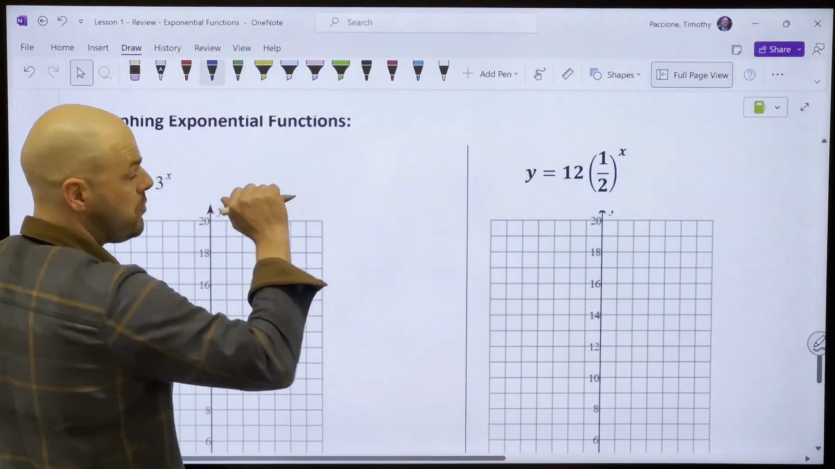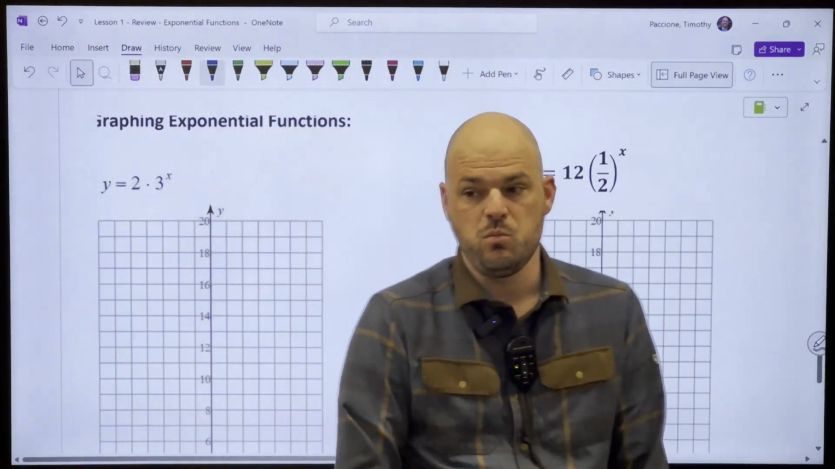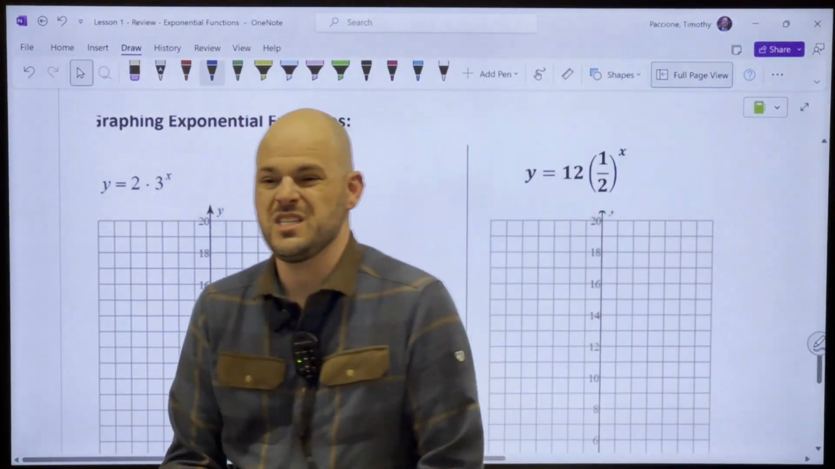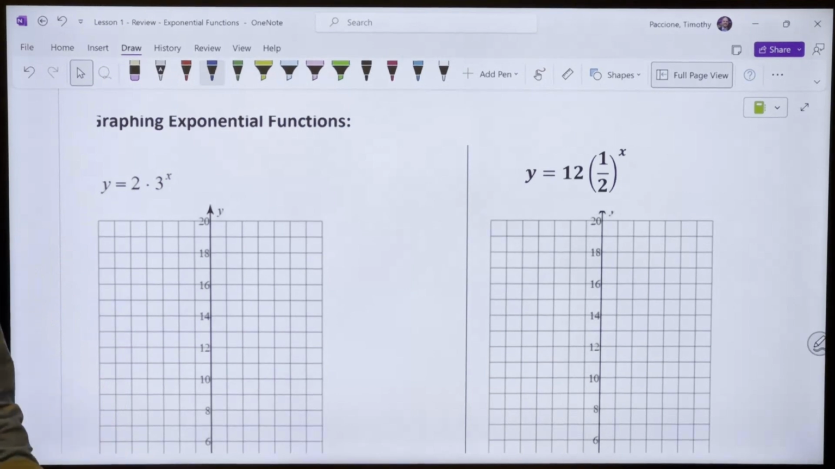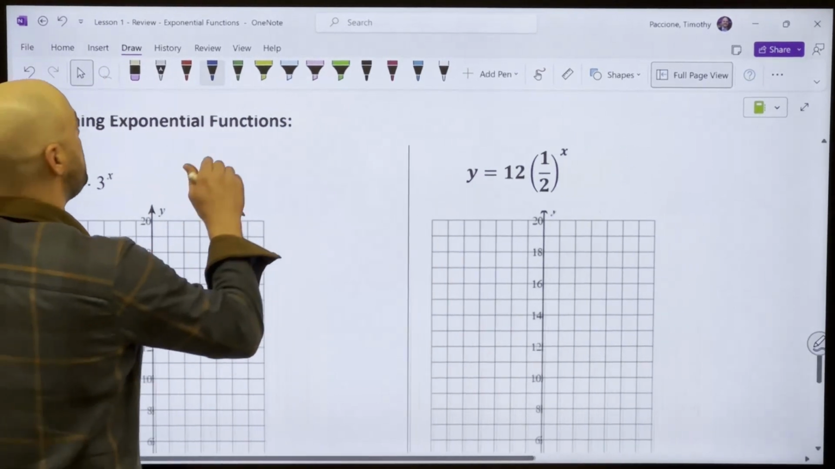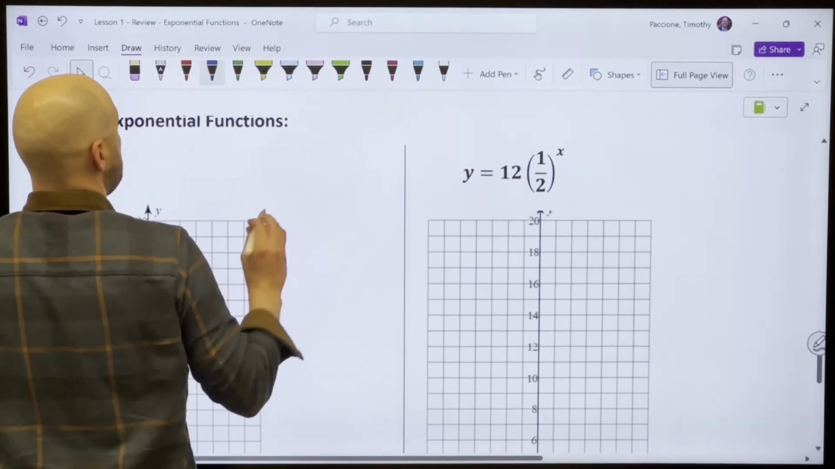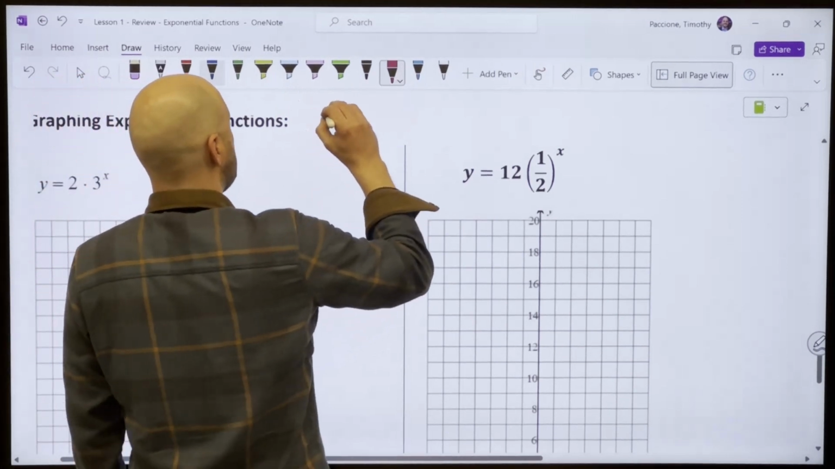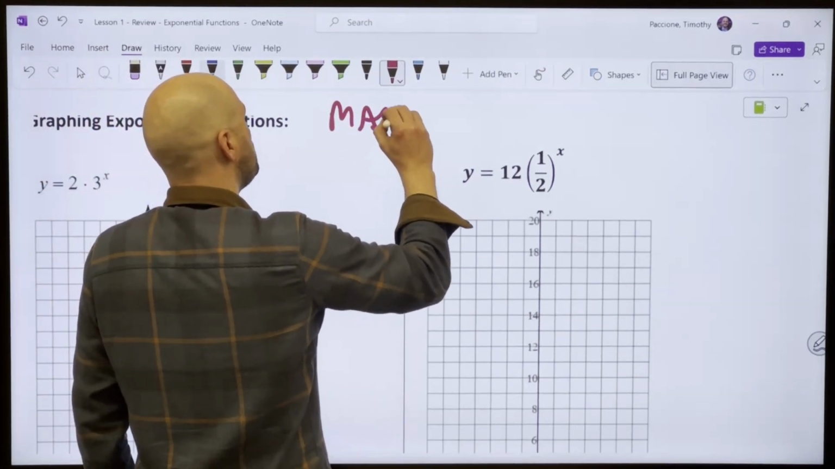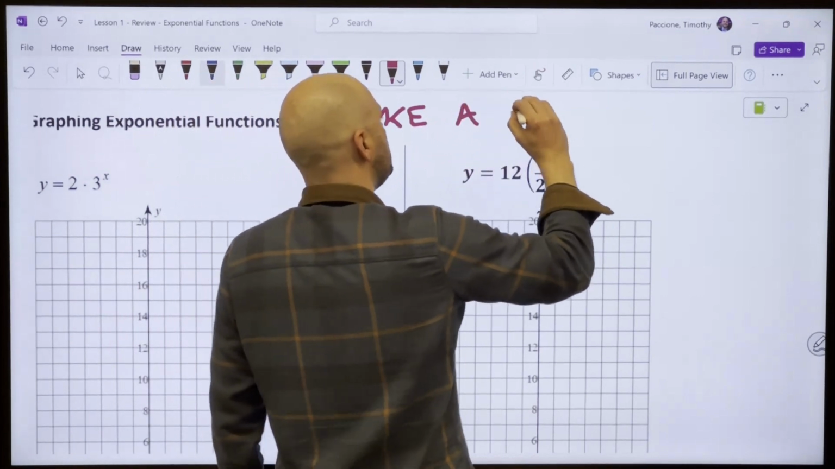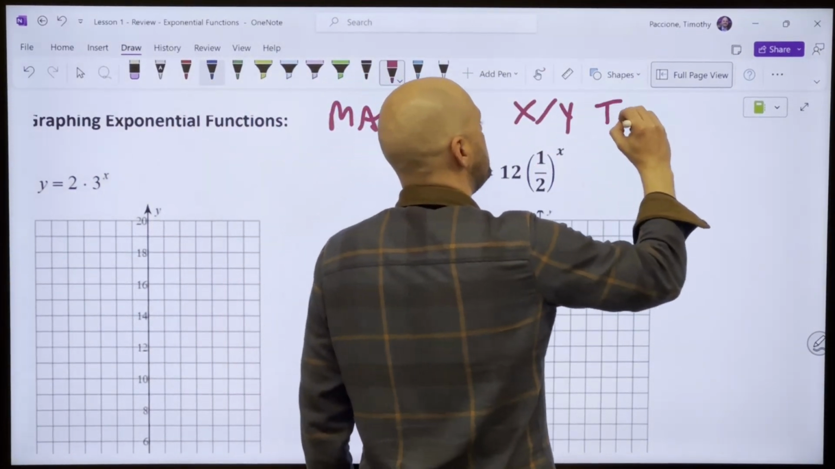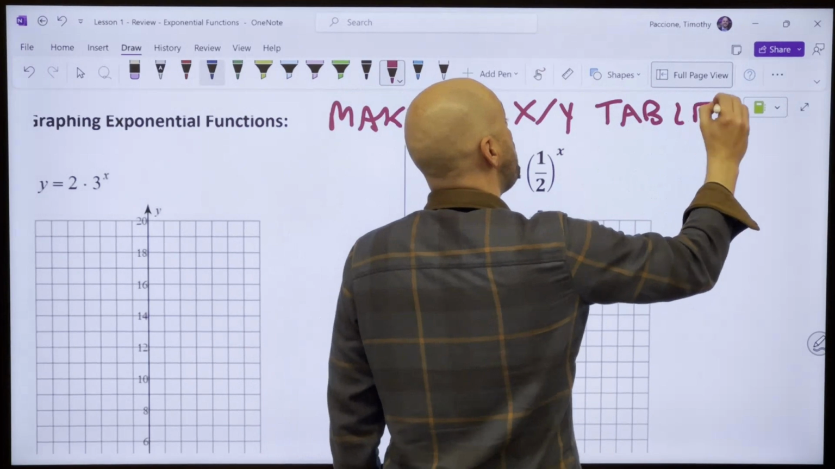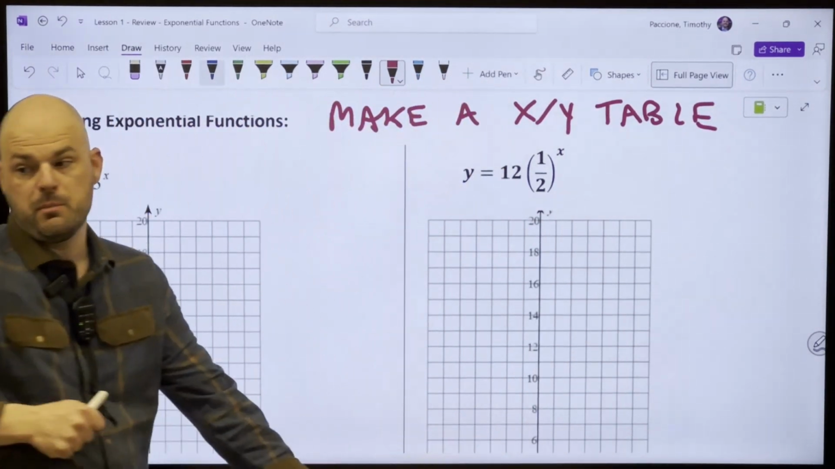Now, we need to be able to graph and we need to be able to write functions. You pretty much have been given all the information for this. This page is more about here's your strategy, okay? And your strategy for both of these situations, to graph or to write exponential functions, is make an x, y table. In either case, because both of these things are the same thing, just forwards and backwards, right?